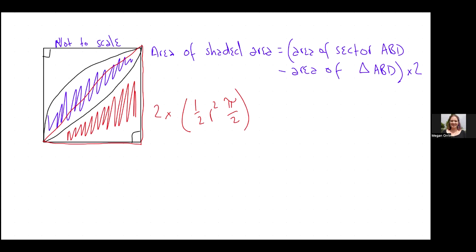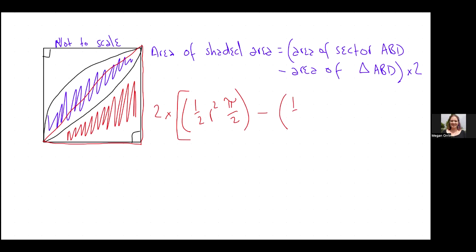Remember, I gave you a unit circle. You can do the calculations by hand, but it's good to know some of the key ones. Pi over 2 is 90. So I'm doing half r squared of the angle. And then what am I subtracting? I'm subtracting the area of the whole triangle, because I don't want all of it. What's the area of the triangle?